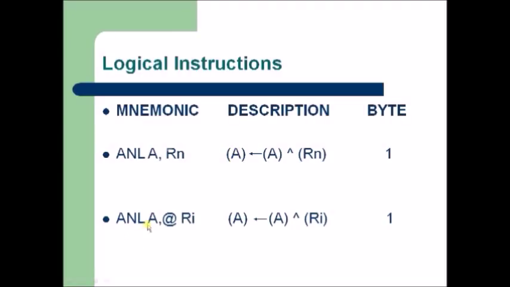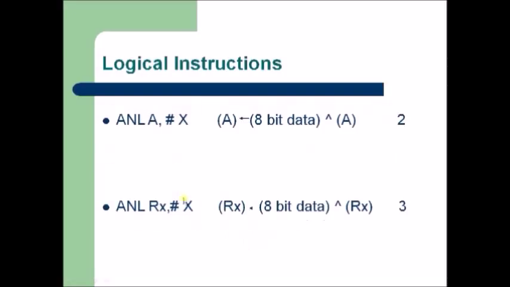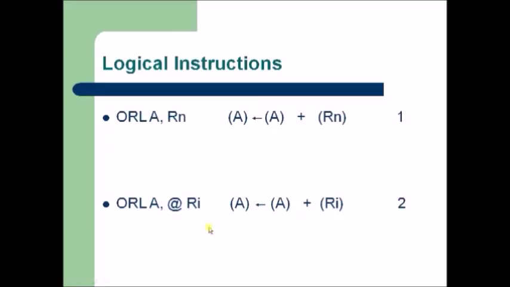Okay, and the logical operation between A and @Ri, that is value at address. And again the result will be stored inside A. ANL A comma immediate value. So it performs AND logical operation between 8-bit immediate value and A, and the result is again stored inside A. ANL Rx comma hash X, that is immediate value. Okay, so directly addressed register will be ANDed with 8-bit immediate value, and the result is again stored in the same Rx.